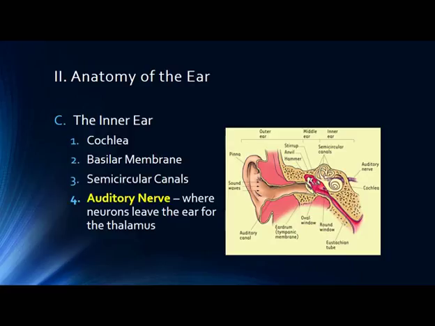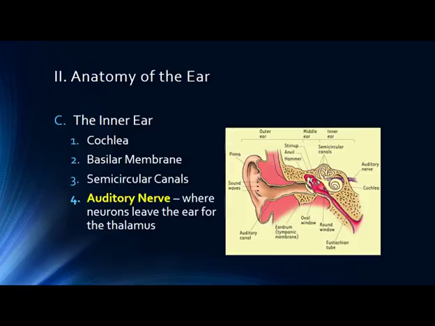The auditory nerve is where neurons leave the ear for the thalamus, and then on up to the auditory cortex. The auditory nerve is where people who have cochlear implants tap in and provide the electrical signals that create the perception of sound. That exits the ear and heads off towards the thalamus, to what's called the medial geniculate nucleus, or the MGN.